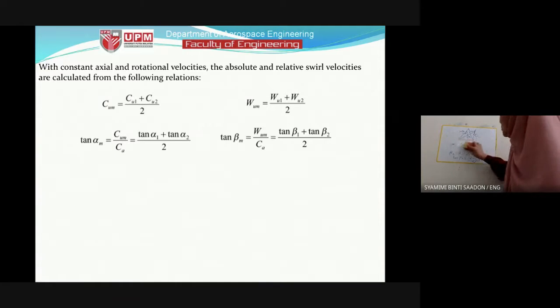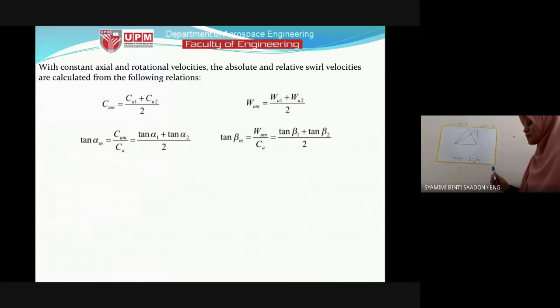I try to draw it properly. I redraw it so you can see clearly. Okay, this is the triangle. This is the second triangle and the first triangle is like this.